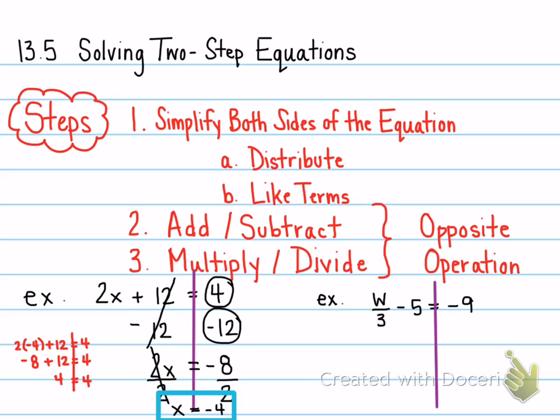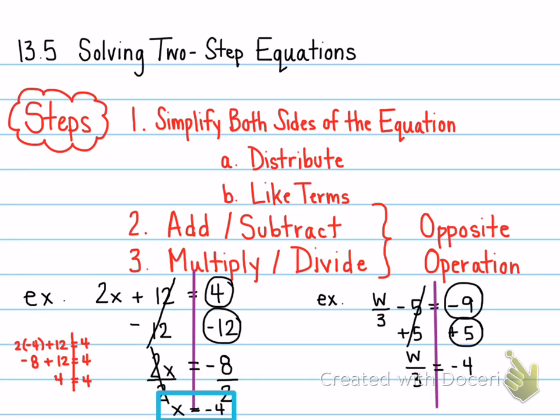Well, we always add or subtract first in an equation. So I am going to add 5 because it's minus 5 or negative 5. And whatever I do to one side, I'm going to do to the other. So that negative 5 and positive 5 cancel out. And I'm left with w over 3 equals, I have negative 9 and positive 5, which is negative 4. So remembering when we have w over 3, that means w divided by 3.